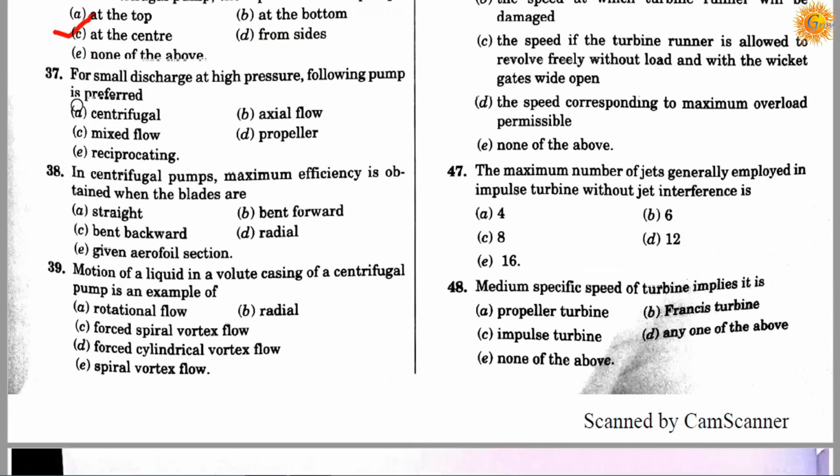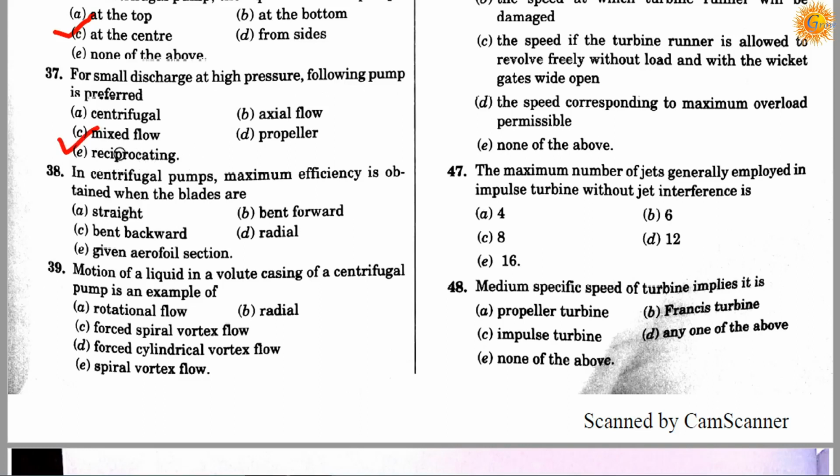Question number 37. For small discharge at a high pressure, the following pump is preferred: option A centrifugal, option B axial flow, option C mixed flow, option D propeller, option E reciprocating. So correct answer is E. For small discharge at high pressure, it will be a reciprocating pump.